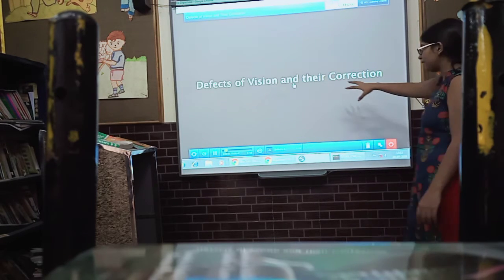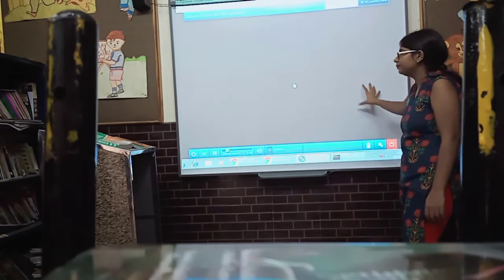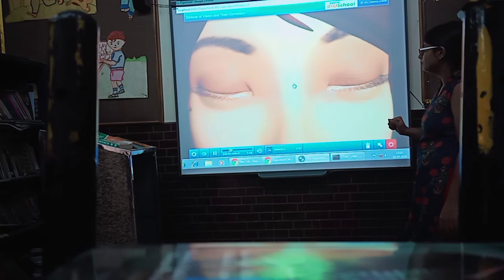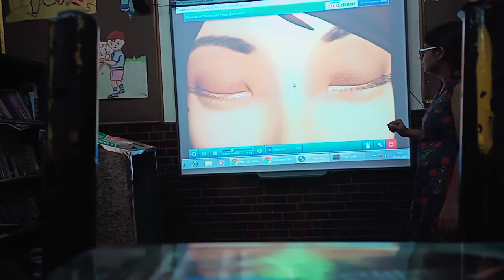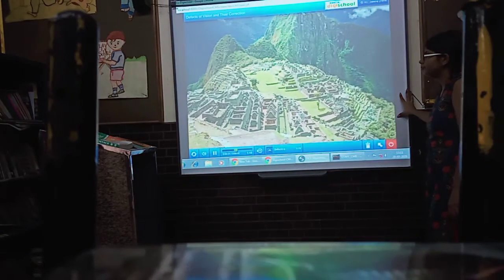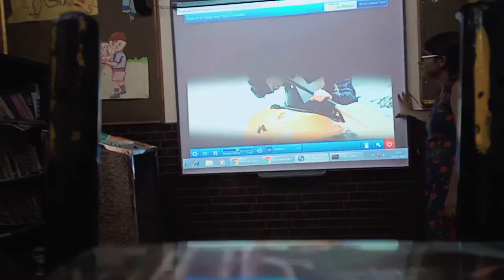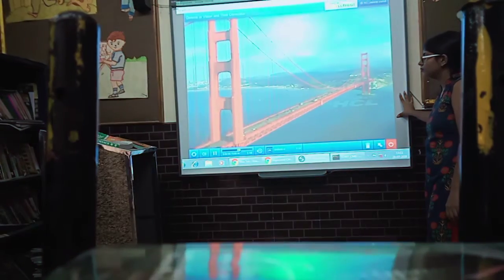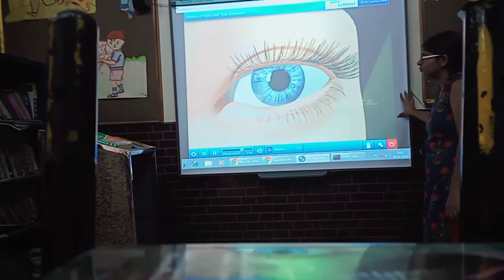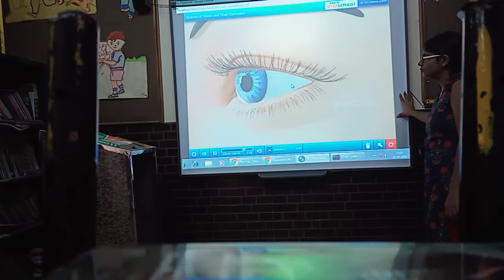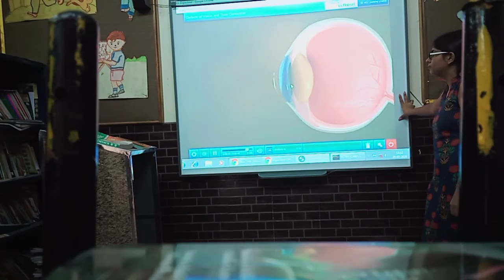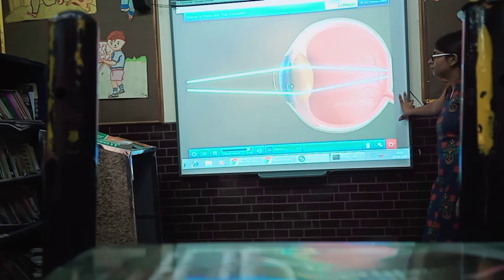Now we will study the defects of vision and their correction. We have got two eyes to see the wonderful and beautiful world. So, we should always take care of our eyes. Any problem to the eye will cause a defect in the eye. Let us discuss some of the defects of the eye and ways to correct them.